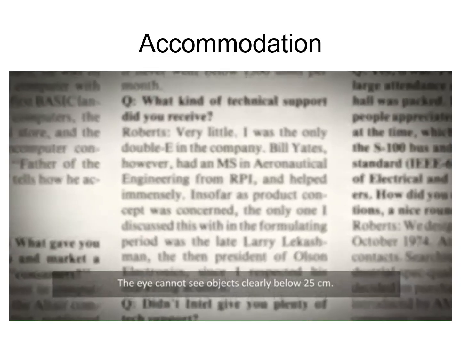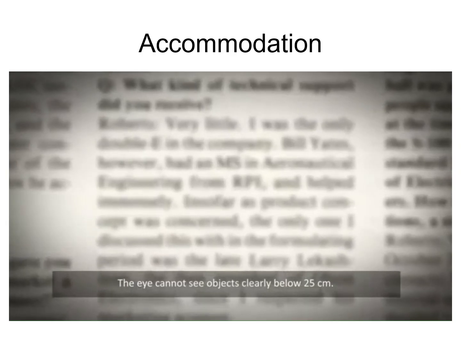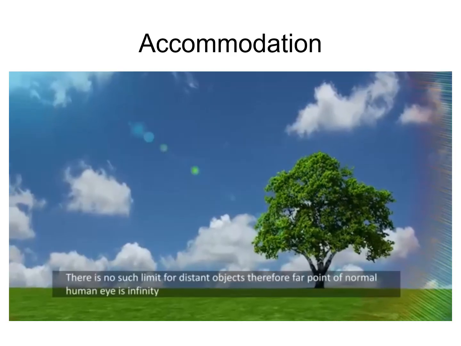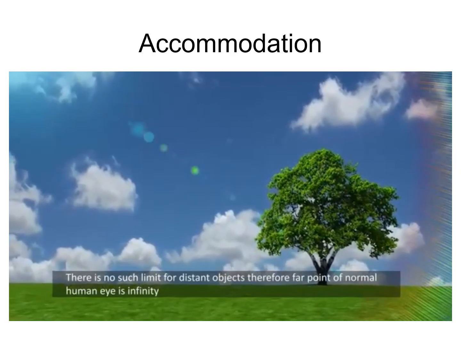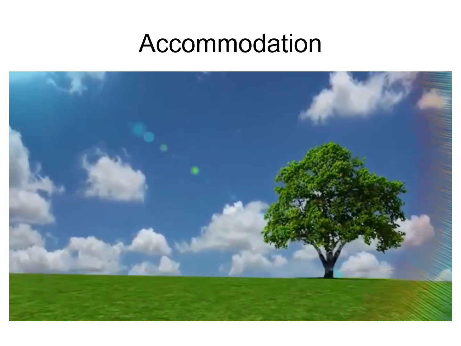So near point of distinct vision for normal human eye is 25 centimeter. However, there is no such limit for distant objects. Therefore, far point of normal human eye is infinity.